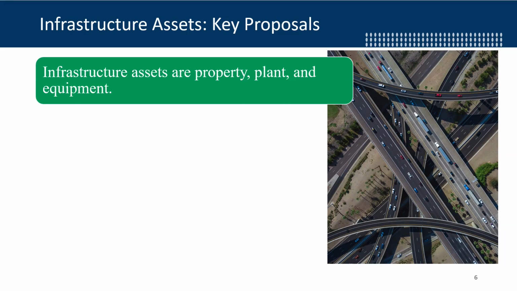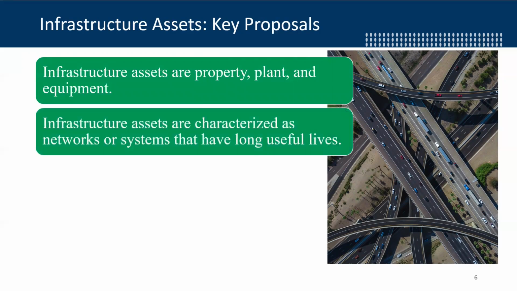The IPSASB decided not to define infrastructure assets, but proposes that infrastructure assets are characterized as networks or systems that have long useful lives. For example, a water system or network comprises assets such as dams, pipelines, tunnels, canals, terminal reservoirs, tanks, wells, pumps, and treatment plants. These characteristics distinguish infrastructure assets from general property, plant, and equipment and give rise to particular accounting issues. These particular accounting issues have been addressed in ED 78.